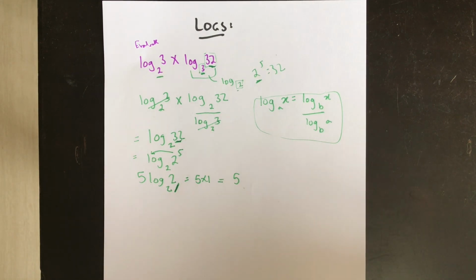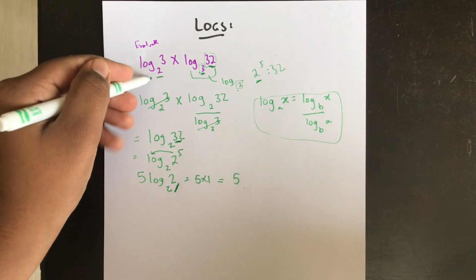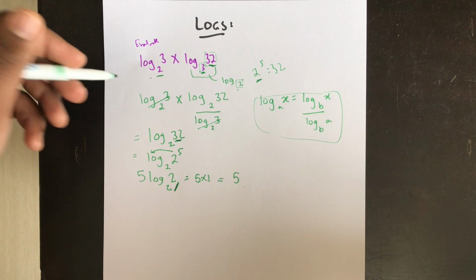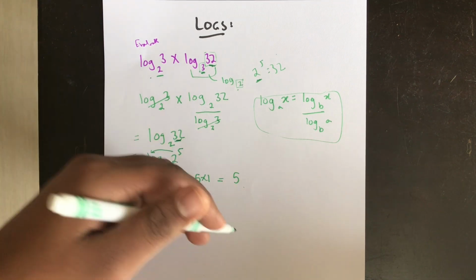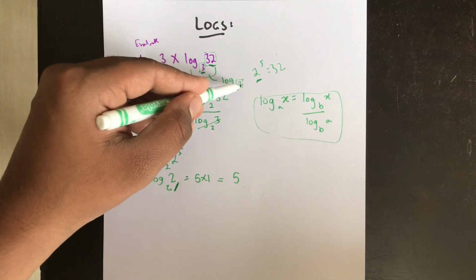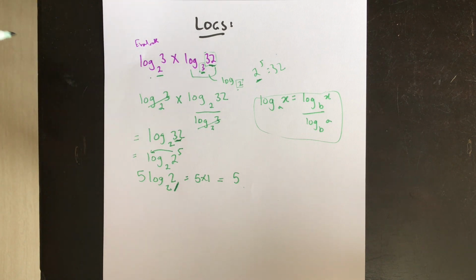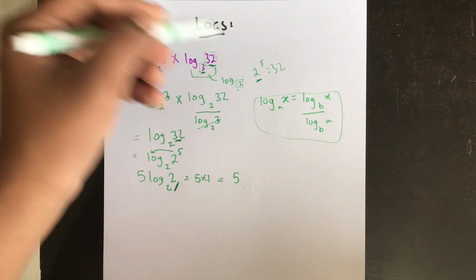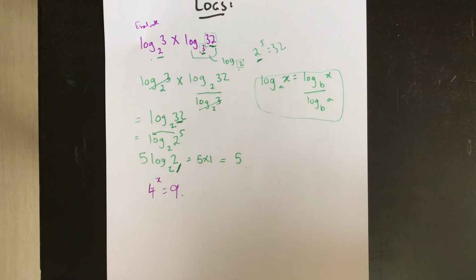You could have also solved this by changing this to the base of 3. It would have still worked. You would have gotten your answer as 5, but I prefer using base 2 because I have 32 in common, and 32 is the same as 2 power 5.